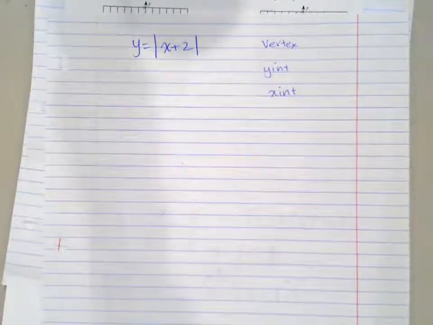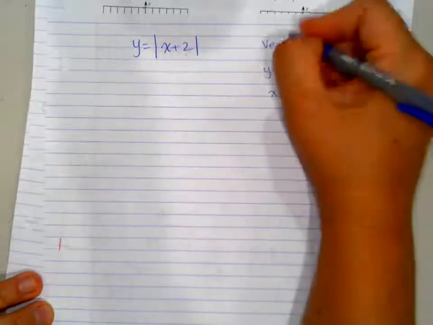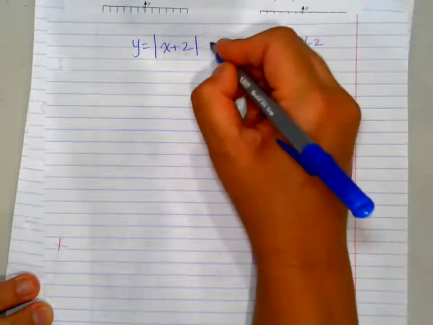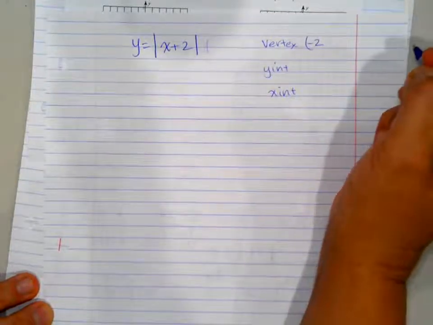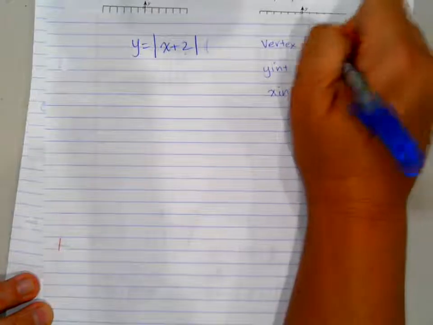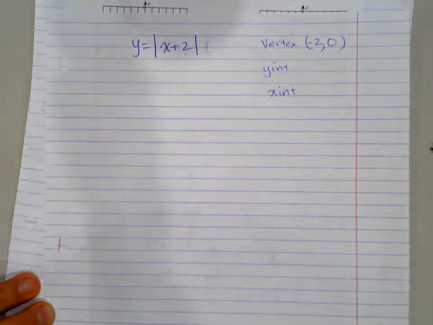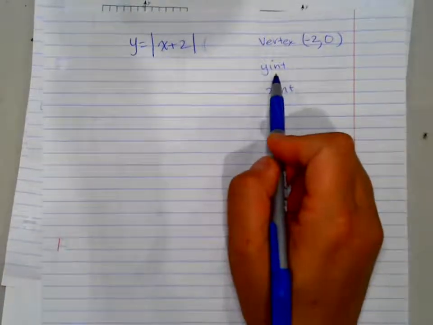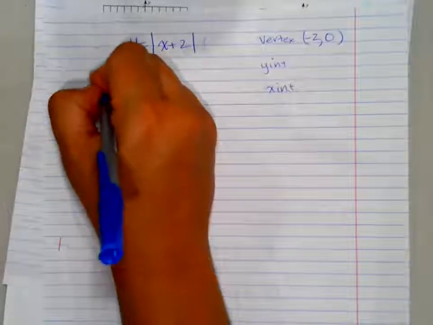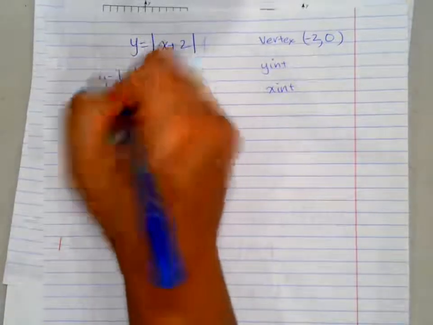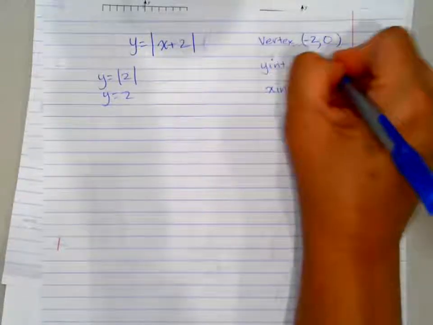Okay. Well, my vertex, I know it's the opposite of whatever is in here, which is going to be negative 2, and whatever is out here. Okay. And what's out there? What's out there is 0. So your vertex is going to be negative 2, 0. All right. My y-intercept, I can just make x equal to 0. So my y-intercept is equal to the absolute value of 2. Y is equal to 2. So my y-intercept is at 0, 2.